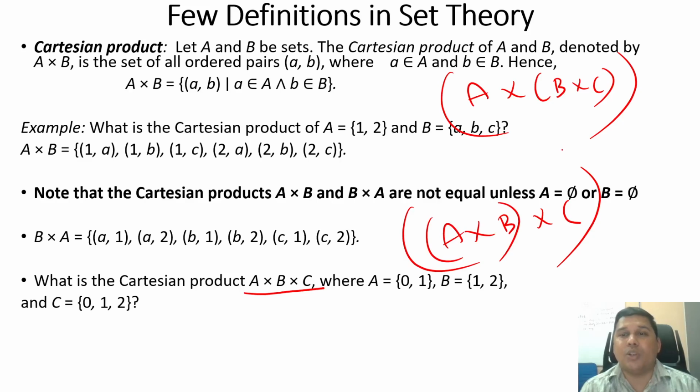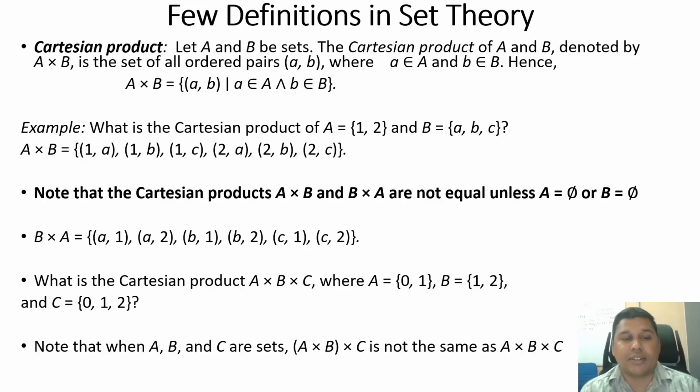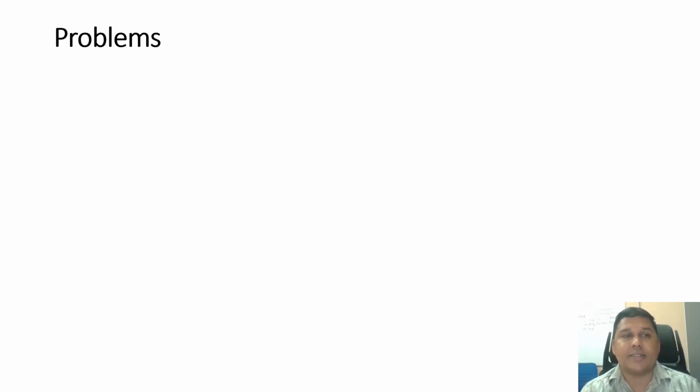So you have two ways of doing this Cartesian product. First you do B cross C, then you do the Cartesian product with A, or first you do A cross B, then you do it with C, right? So you can get different answers. That's what we say: A cross B and then C, versus A cross the product of B and C, both are different. So you get different answers in this case.